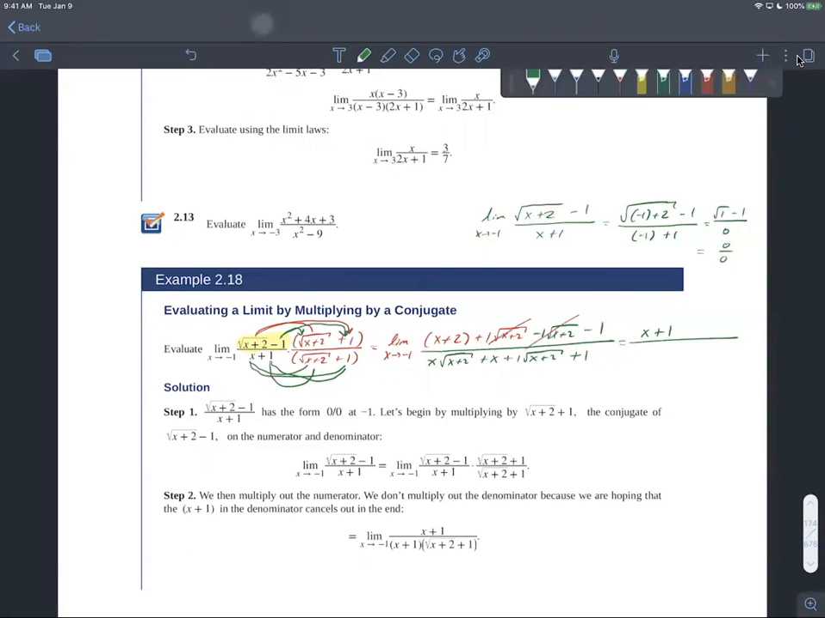And then on the bottom, what do we get? Nothing that can really cancel on the bottom, it doesn't look like. So let's just write what we have: x times the square root of x plus 2, plus x, plus the square root of x plus 2, plus 1. Now let's try direct substitution.